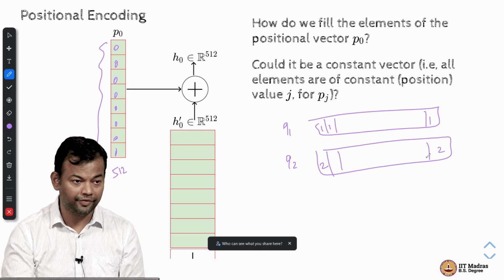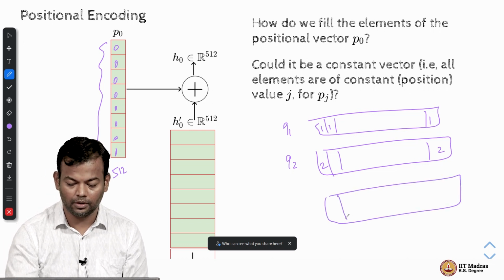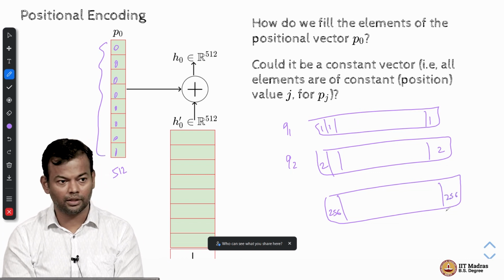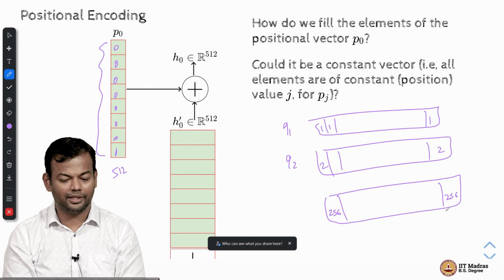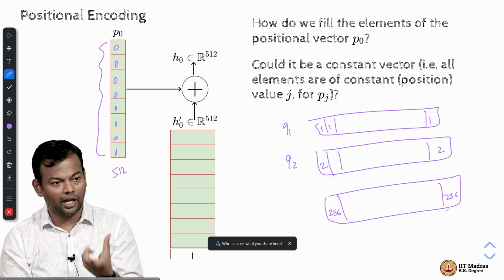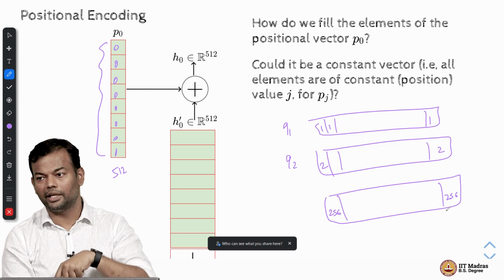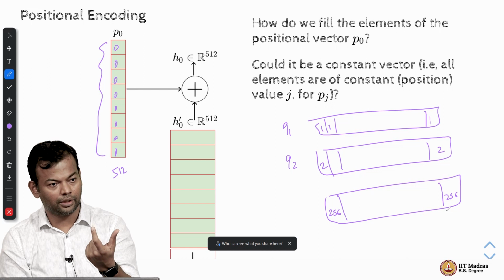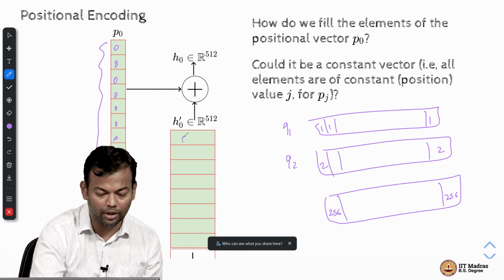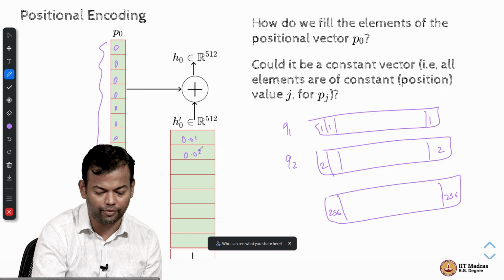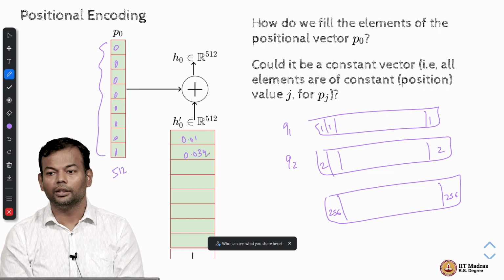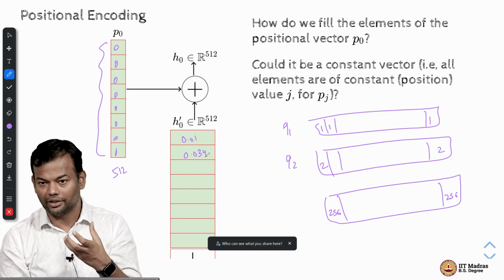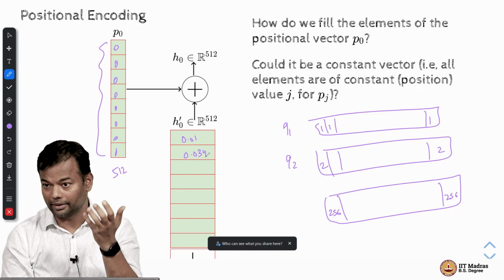If it's the 256th word, then this would be all 256. You see that? Now the challenge with this is that these numbers are much larger than what you typically initialize your parameters to. And now if you're going to add a very large number to your word embedding, so this would all be values like 0.01, say 0.045 and things like that. Now if you're going to add the number 256 to this, the original information in the word is going to get drowned and only this will prevail.